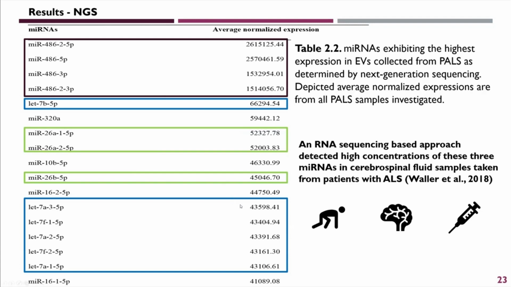Well, sure enough, in other studies where they took cerebrospinal fluid samples, so like maybe through a lumbar puncture, they found these exact same three miRs were very abundant in their samples. So this kind of reassures us that at least maybe part of our signature that we're getting is indeed coming from the nervous system like we hope for, even though we're using blood.